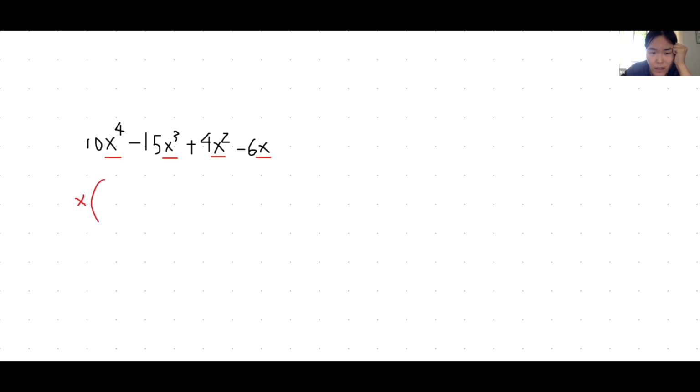So we have a 10x cubed. Is everybody okay with the x cubed minus 15x squared plus 4x minus 6? Yeah? Okay. So now I'm going to do these guys separate from these guys.